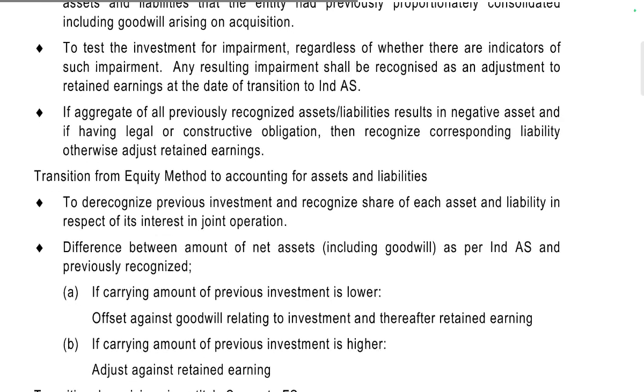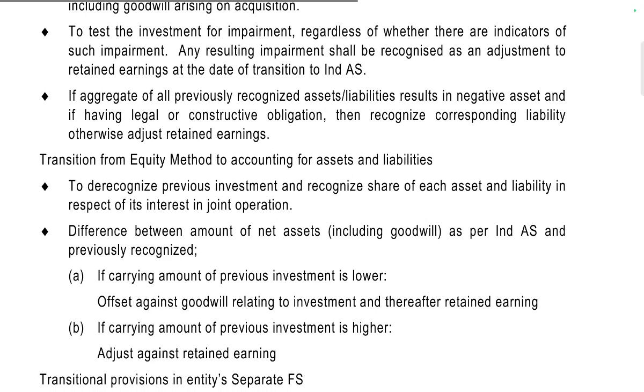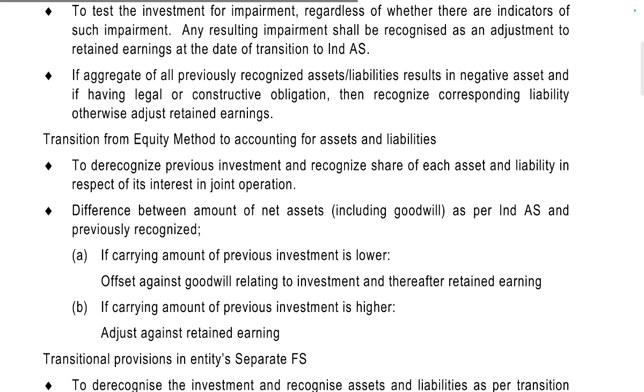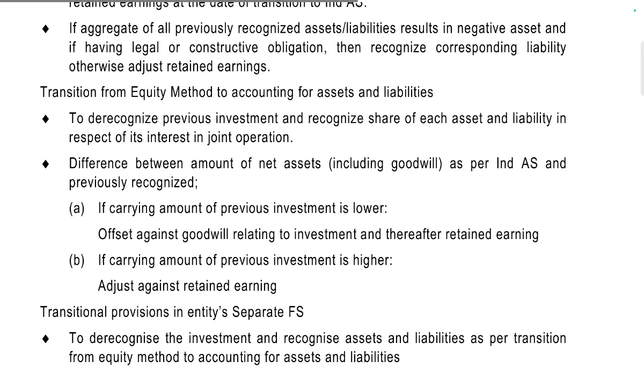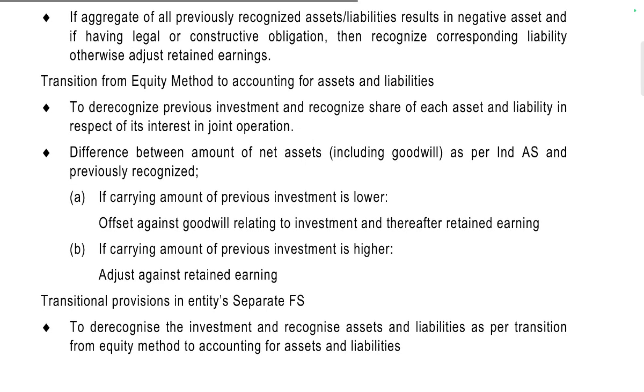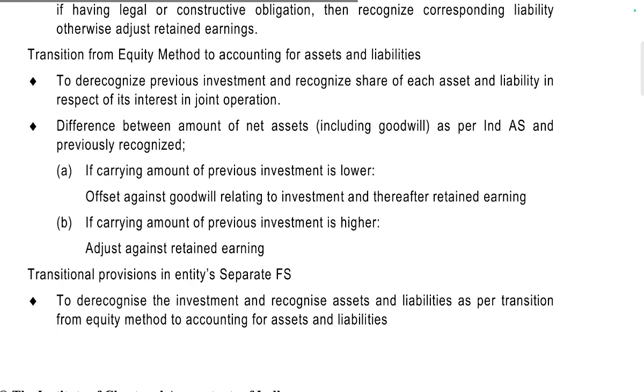Any resulting impairment shall be recognized as an adjustment to retained earnings at the beginning of the earliest period presented, as per Ind AS. If aggregating all the previously recognized assets and liabilities results in negative assets and the entity has a legal or constructive obligation, recognize the corresponding liability. Any other amounts go to retained earnings, on transition from the equity method to accounting for assets and liabilities.